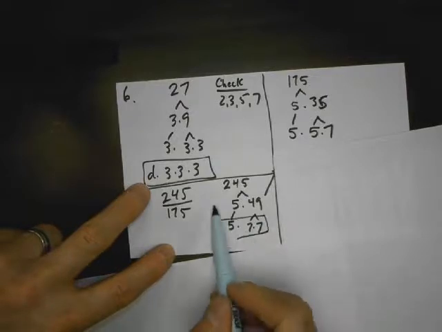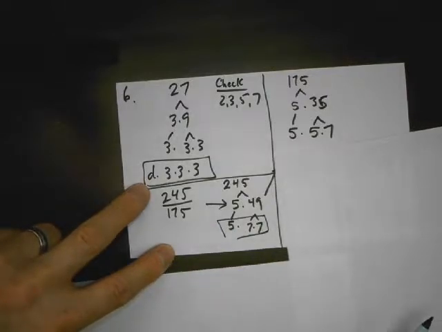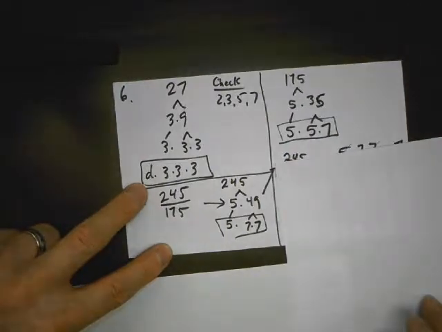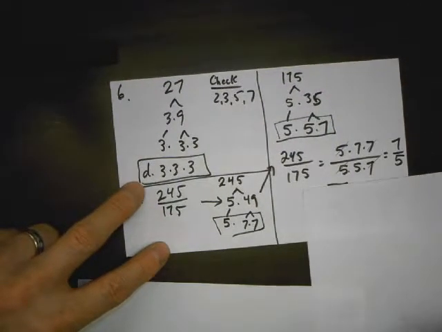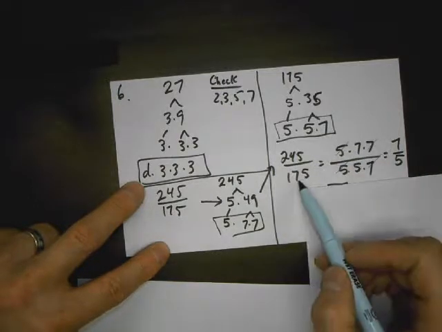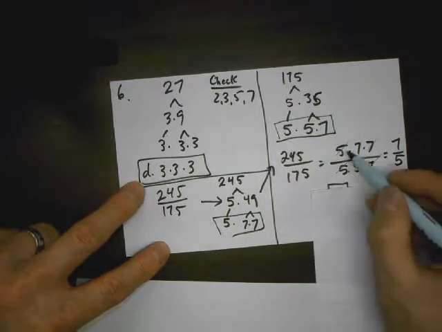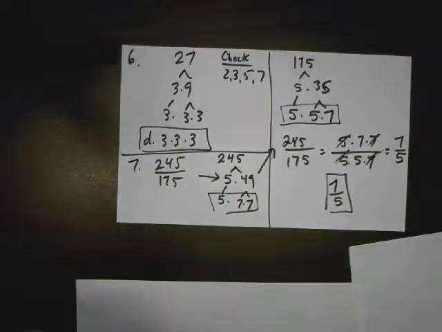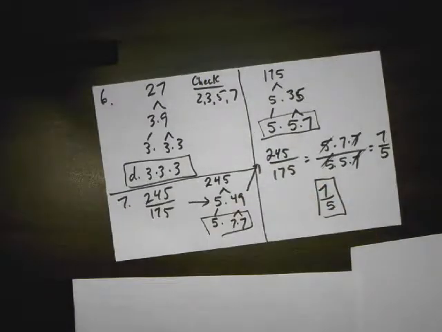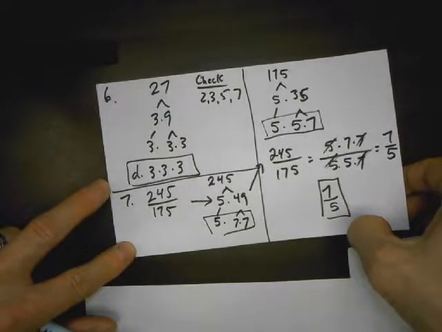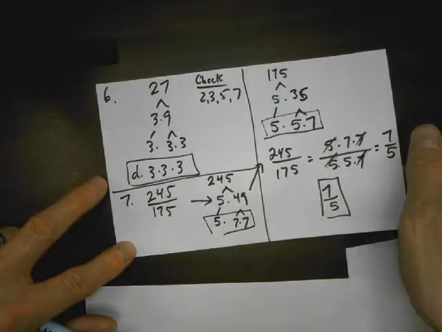Always use your last line, right? Don't use anything from any lines in the middle. Use your last line or your prime factorization, okay? So this is 245, 5 times 7 times 7. This is 175, 5 times 5 times 7. Cross out your 1s. 7 over 5 is a reduced fraction for 245 over 175. It is simplified. Same value, just looks different, even though it's the same exact fraction.